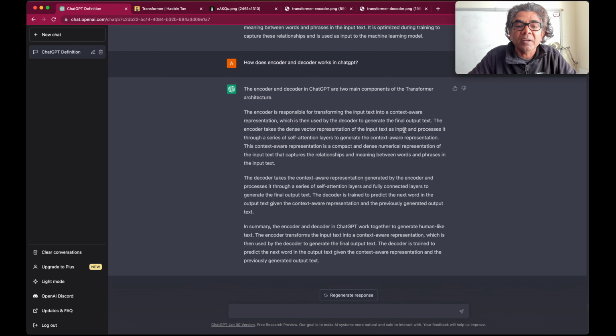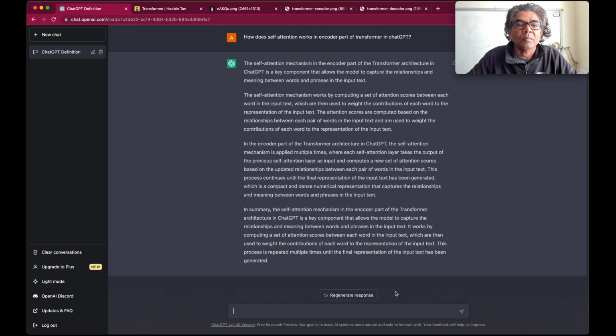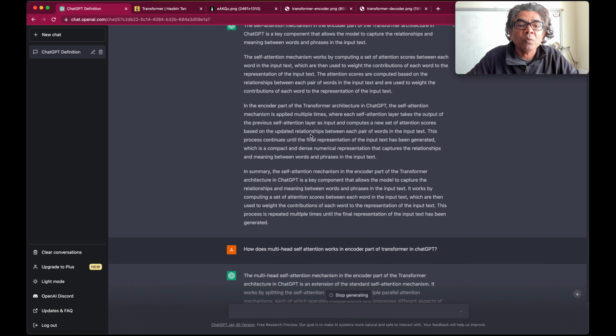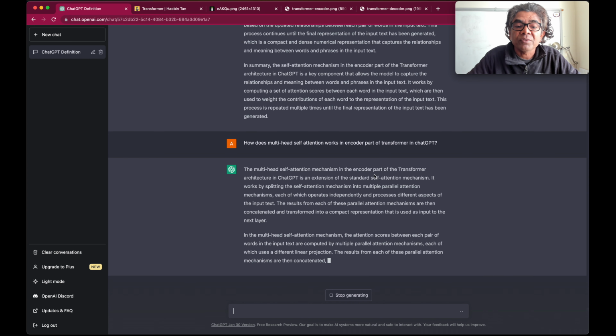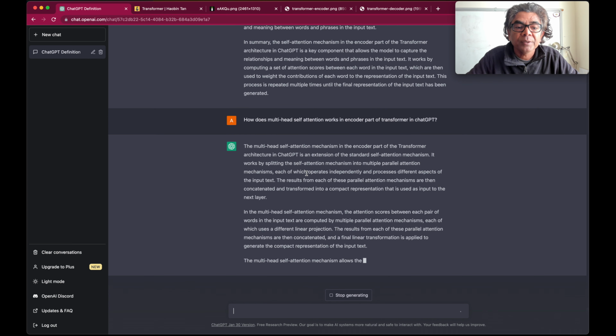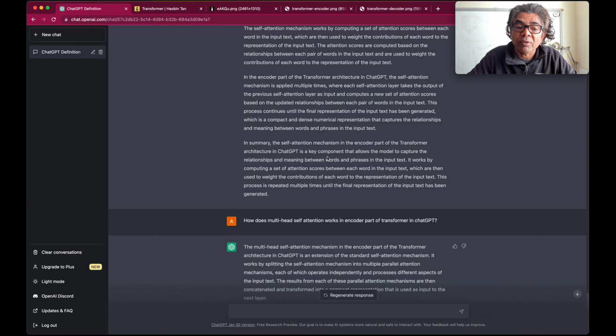If you want to understand how this multi-head self-attention is really used, the next question is: how does self-attention work in the encoder part of the transformer in ChatGPT? That was the self-attention. Now we can actually ask for multi-head self-attention, so I have added multi-head. Multi-head self-attention is an extension of the self-attention mechanism in ChatGPT. The self-attention mechanism in the transformer architecture allows the model to capture the relationship and the meaning between the words and phrases in the given text.